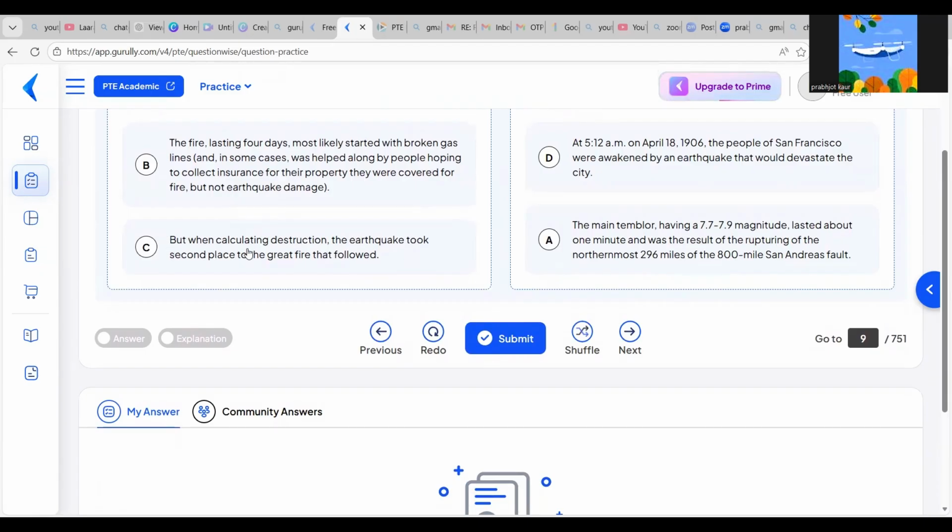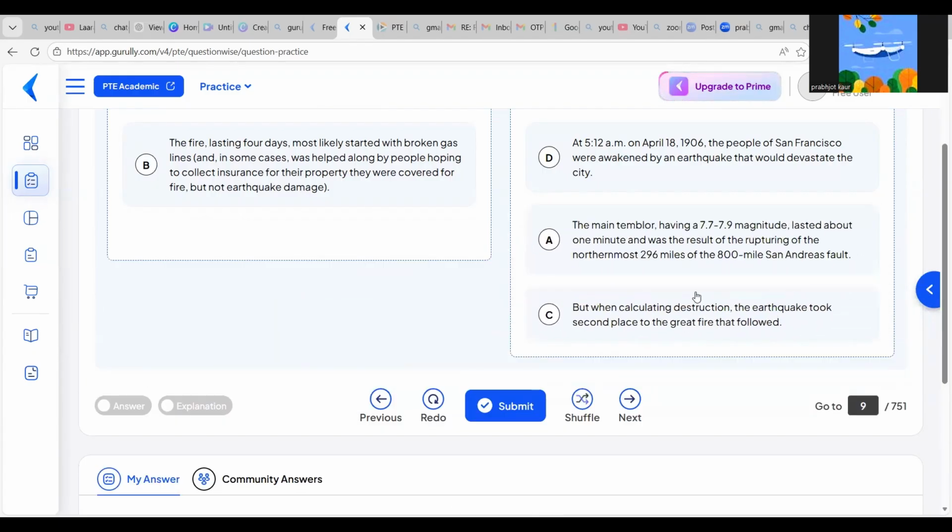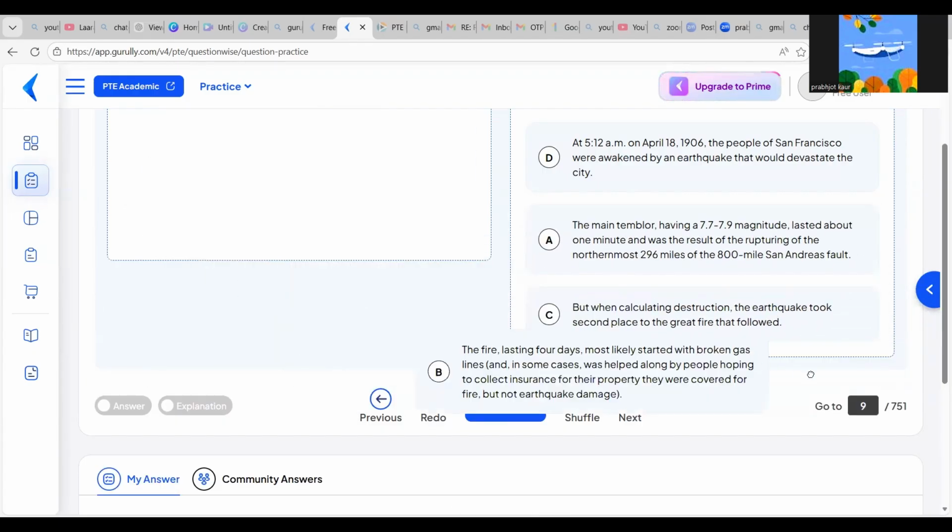So here is all the calculation about the earthquake. But when calculating destruction, the earthquake took second place to the great fire that followed. So the fire that followed, we have to do this one here. This is the last one.